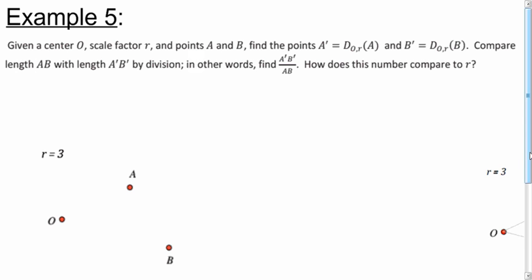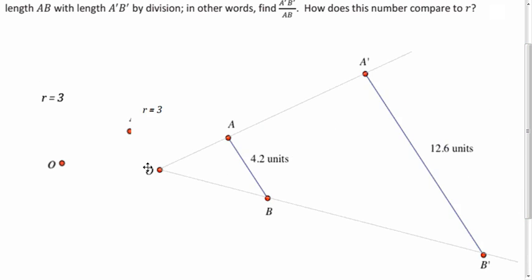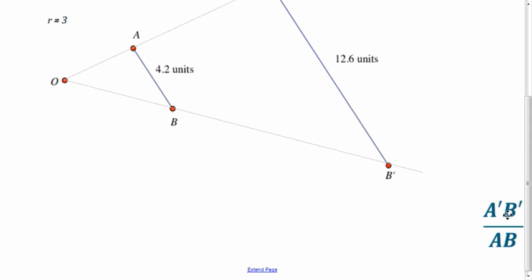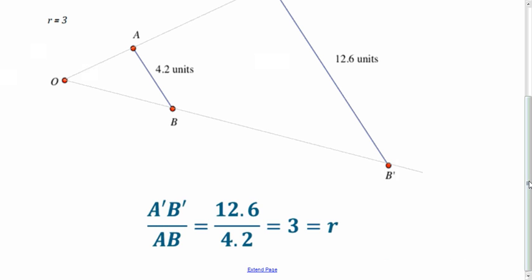In this case, we want to actually do the dilation. We want to compare the length AB with length A prime B prime. You can do this using the ratio method. You would measure length OA, multiply that by 3, and find A prime on ray OA. Measure from O to B and triple that, and then find B prime on ray OB. With these measurements, I end up getting 12.6 and 4.2. If you divide those, you get 3, and that's the same as the scale factor. So you know that all the sides of the triangle are going to be scaled correctly.